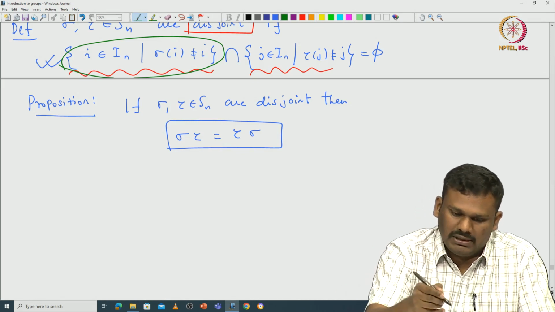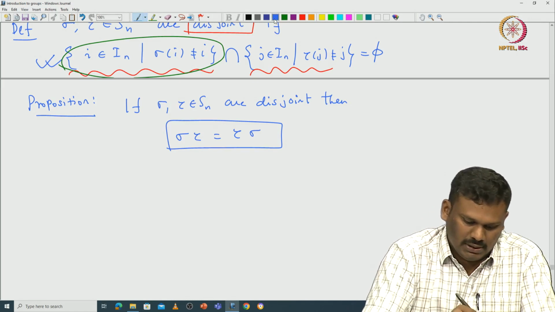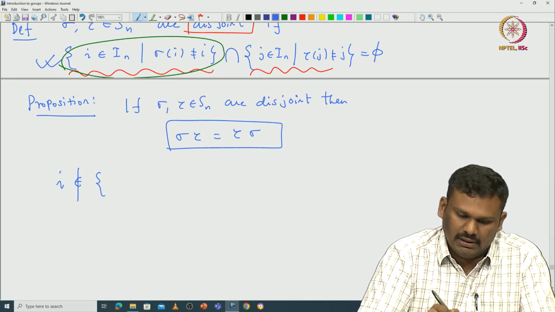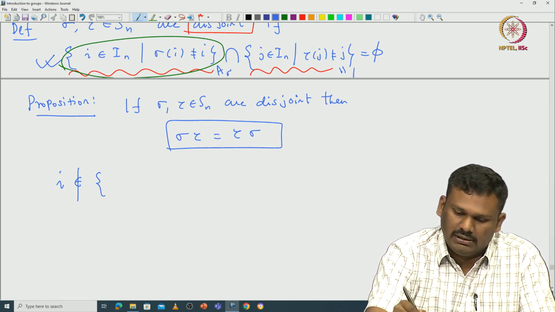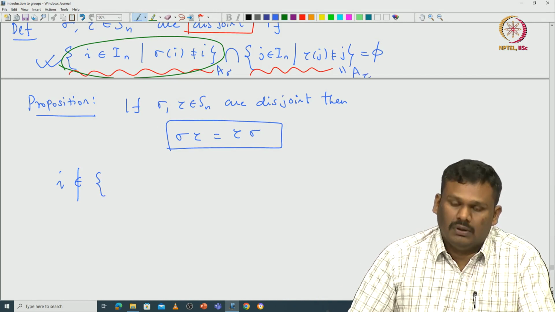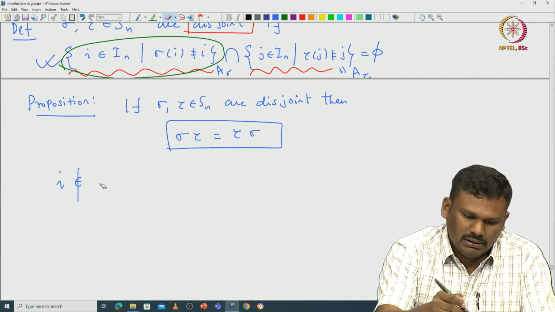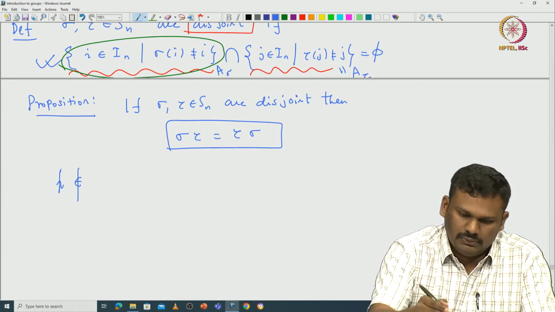Let me write down the proof, because the proof is not that hard. Suppose i is not coming from, let us call this set A sigma and this set A tau. So, let me use a different notation.